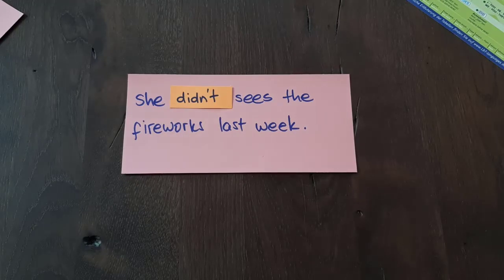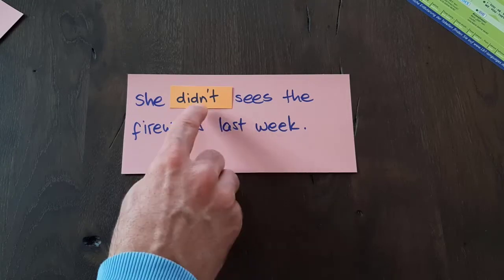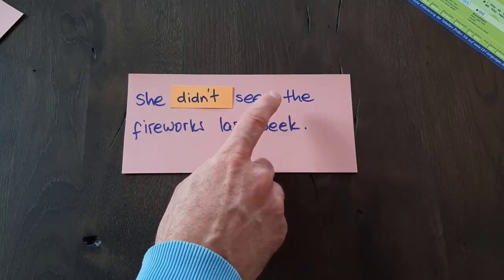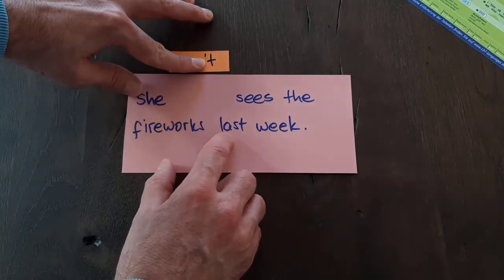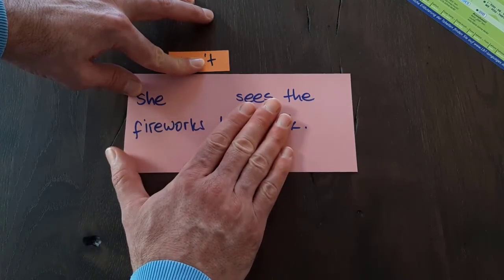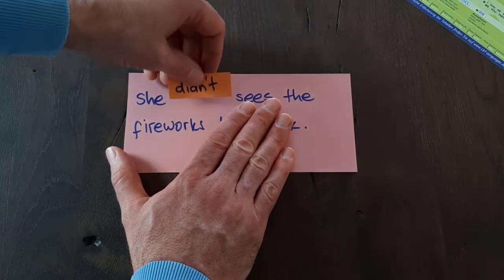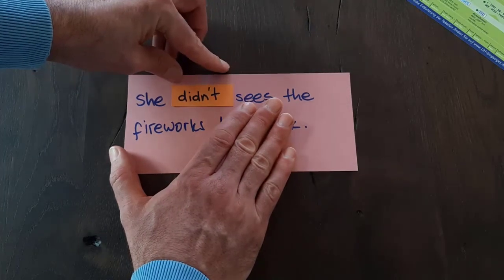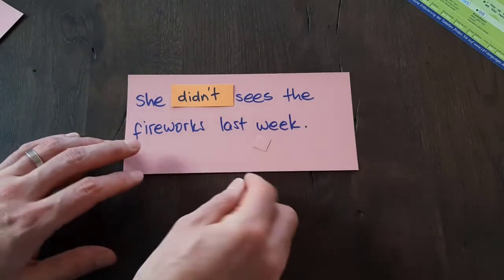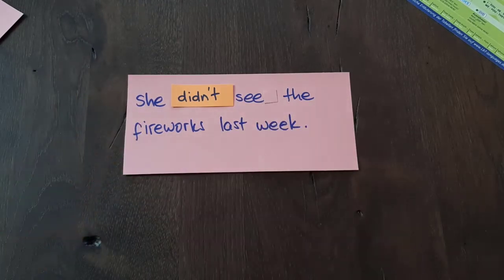Another classic mistake, she didn't sees the fireworks last week. She, mit S, she sees the fireworks jedes Jahr. This is good. She sees the fireworks every year. This is Gegenwart, simple present. The simple past, Verneinung. She didn't, and then maybe it's easy if we simply cover the S. Then it sounds perfect. She didn't see the fireworks last week.